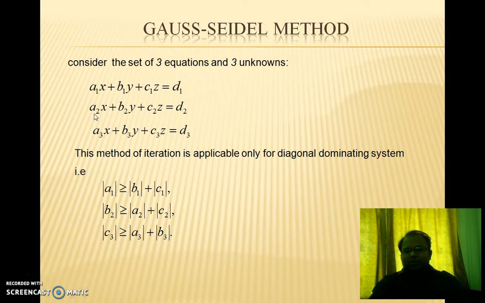Similarly, for equation number 2, the diagonal element is b2, so it must be greater than or equal to, numerically, a2 plus c2. Similarly for the third equation. If such conditions are satisfied, then we say that the given system of equations is in diagonal dominating form.